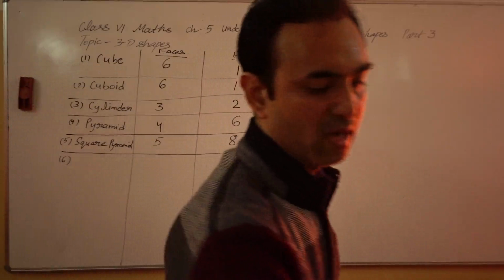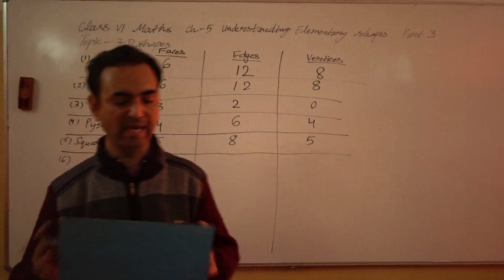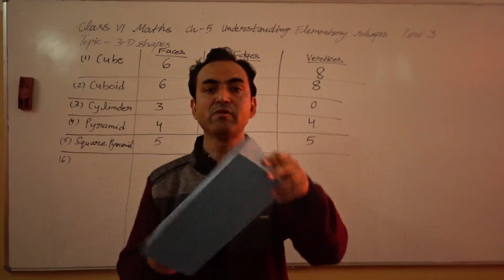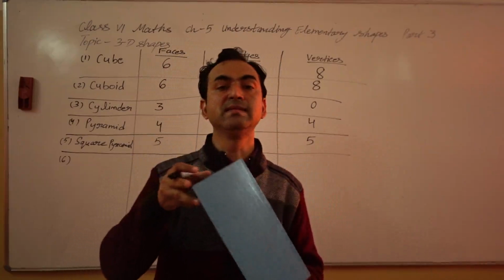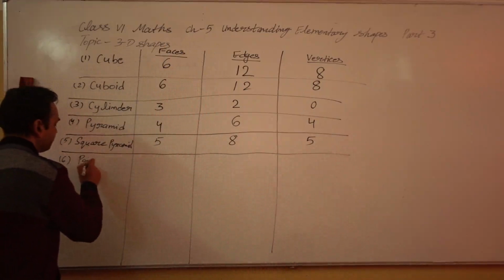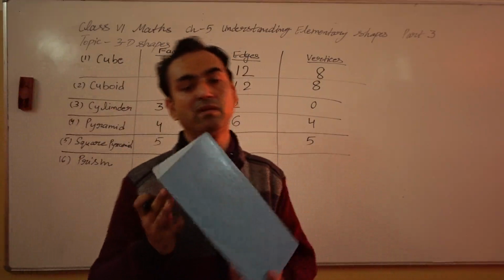Now we are talking about the next shape, which is a very important shape in our life. Can you guess what this is called? You have seen it in the science lab. Yes, this is a prism. Why is this a prism?